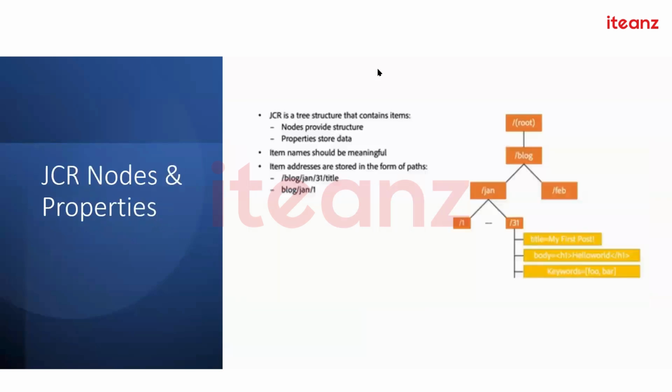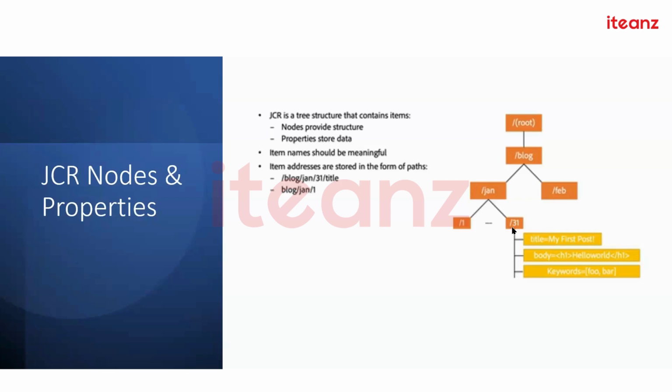So how do we store the data? It stores data in the form of hierarchical data, so it's a tree structure. AEM is going to store the data in a tree structure. If you see at the right, I have root, blog, Jan, Feb, this way. Your data in AEM gets stored in the form of nodes. Each node has a meaningful name and some properties that define its attributes.